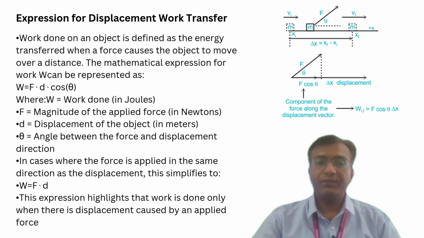This equation for work is fundamental in physics and engineering for calculating energy transfer in mechanical systems. It provides a quantitative way to analyze how forces cause motion and how energy is transferred in the process. Now that we have a solid understanding of work, let's move on to the concept of power, which describes the rate at which work is done.